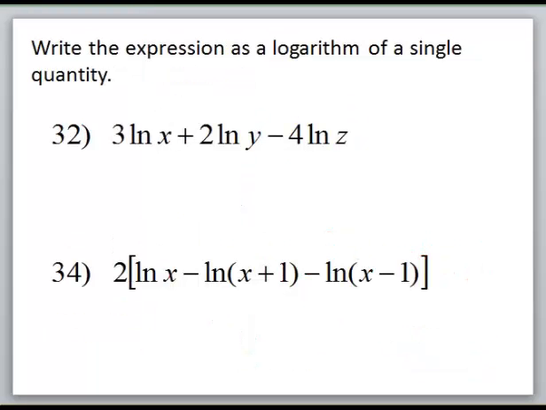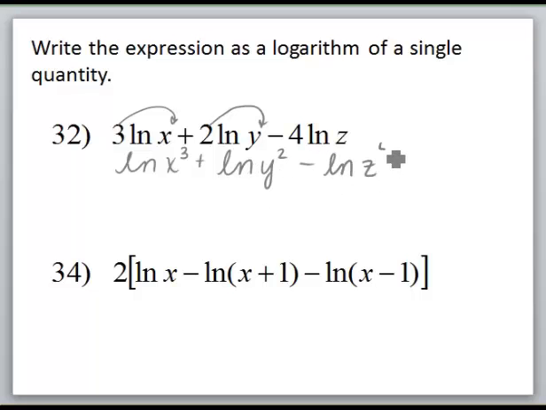We have a new type of problem that we're going to work with, which says write the expression as a logarithm of a single quantity. This time, instead of writing it in expanded form, I'm going to go the other direction with my properties. So the first rule I'm going to use is with the exponents, and I'm going to pull those numbers out in front back up to be exponents.